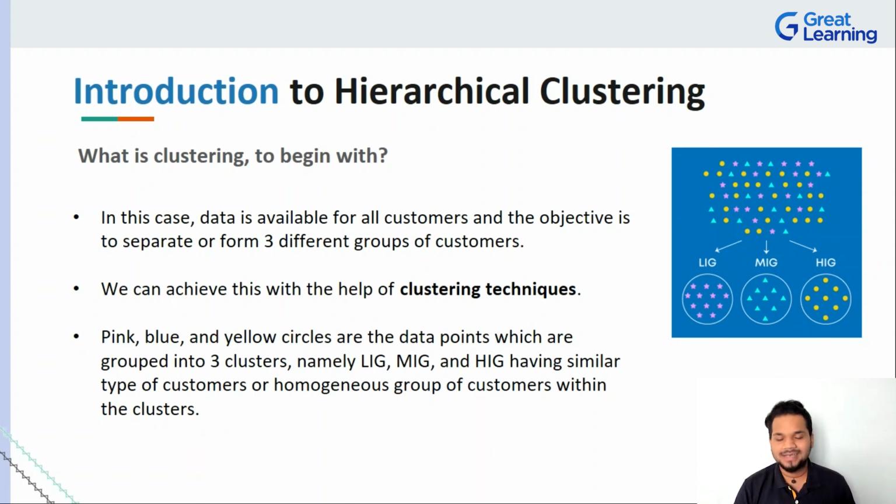And of course, as you can see on your screen, this is what is mostly clustering, right? You can see that the pink, blue, and yellow circles are data points in which you have three clusters: low income group, middle income group, and higher income group. And these people might have similar shopping habits. They might be a homogeneous collection of customers, as you will find in the real world itself, right?